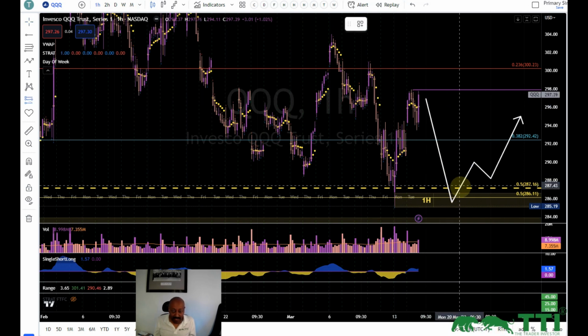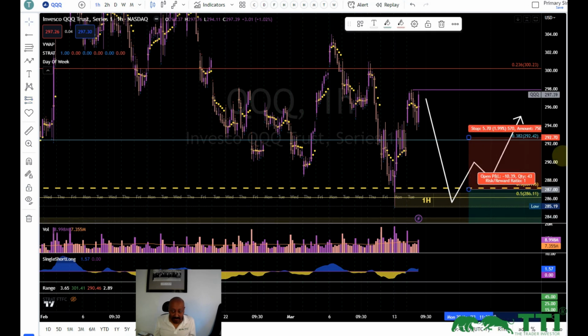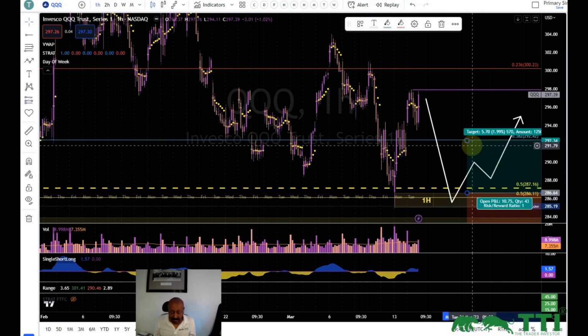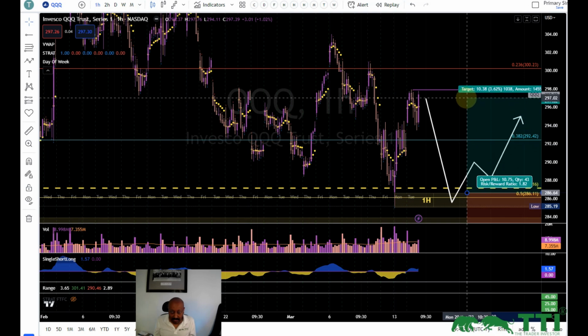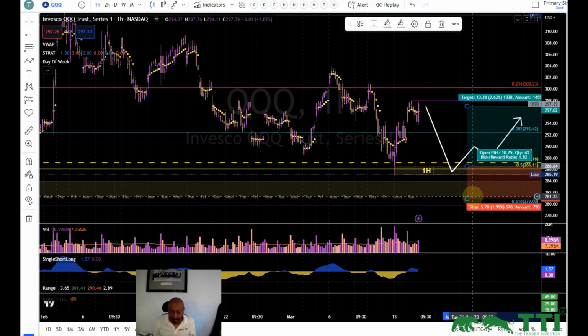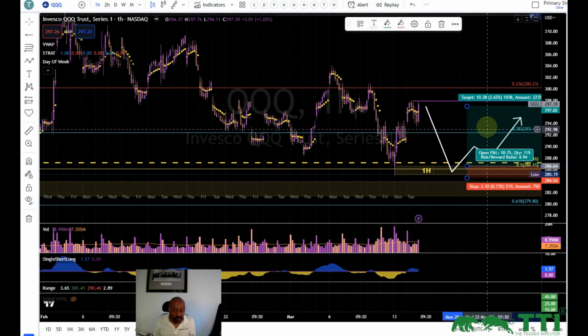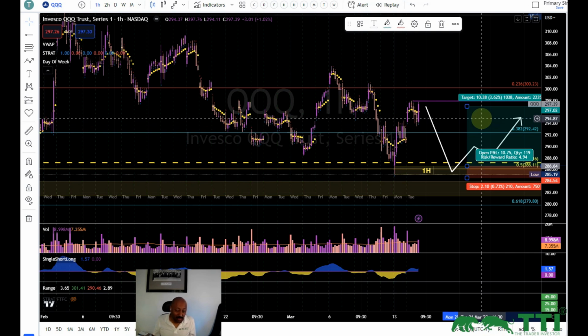That target again is nice because if I'm targeting somewhere here and my stop is right below this zone, 5 to 1, right? You make up for those missed opportunities, and about 1-to-1 risk reward ratio trades. So the setup is there for us.